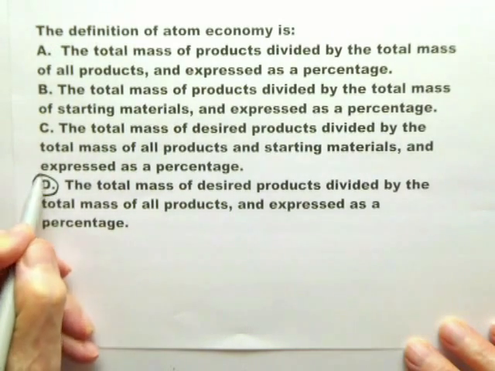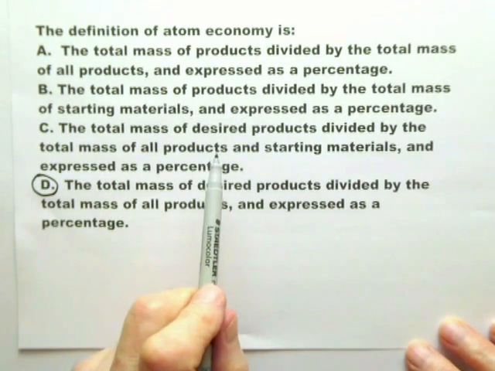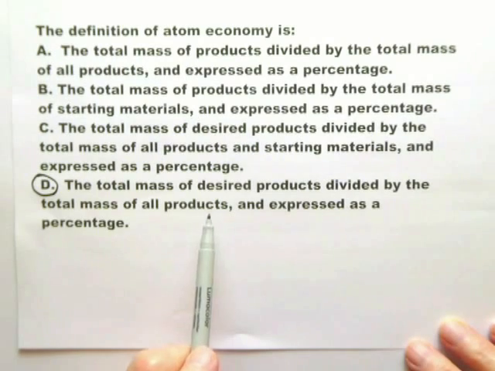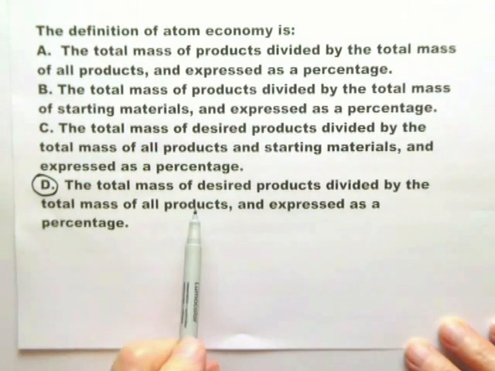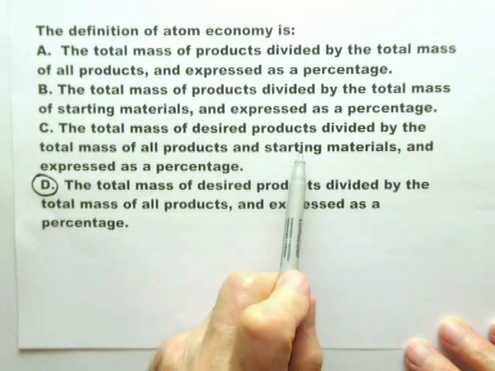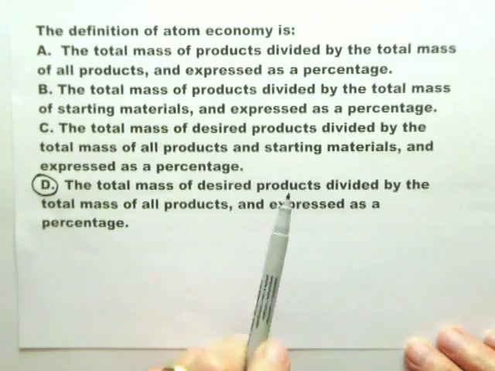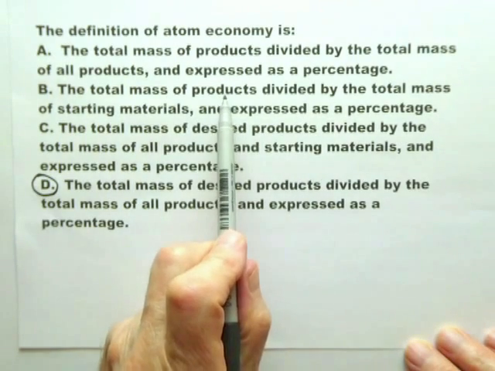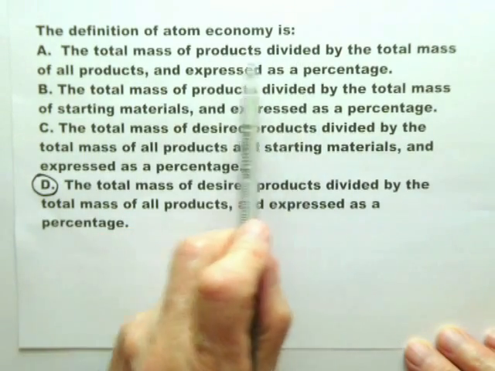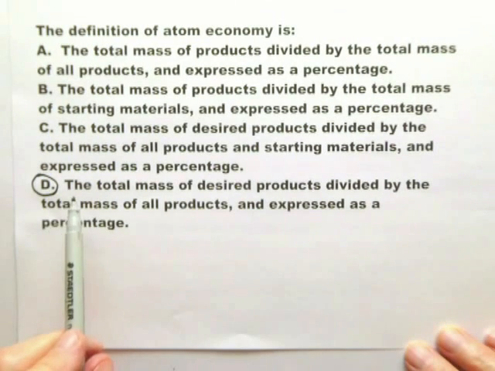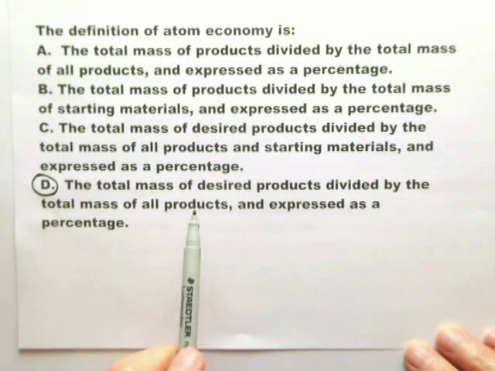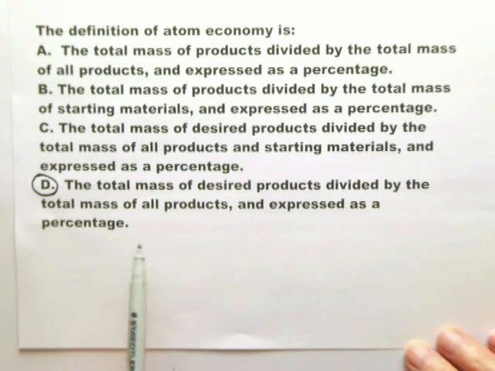Yes, that's right. Now, the thing you have to be careful about is that it is the total mass of desired products divided by the total mass of all products, or it's the total mass of desired products divided by the total mass of all reactants or all starting materials. It's not both. So that's why that one's out. That's got both in. Total mass of products divided by total mass of starting materials and expressed as a percentage. No, it's nothing to do with the total mass of products. The correct definition is the total mass of desired products or useful products divided by the total mass of all products and expressed as a percentage.